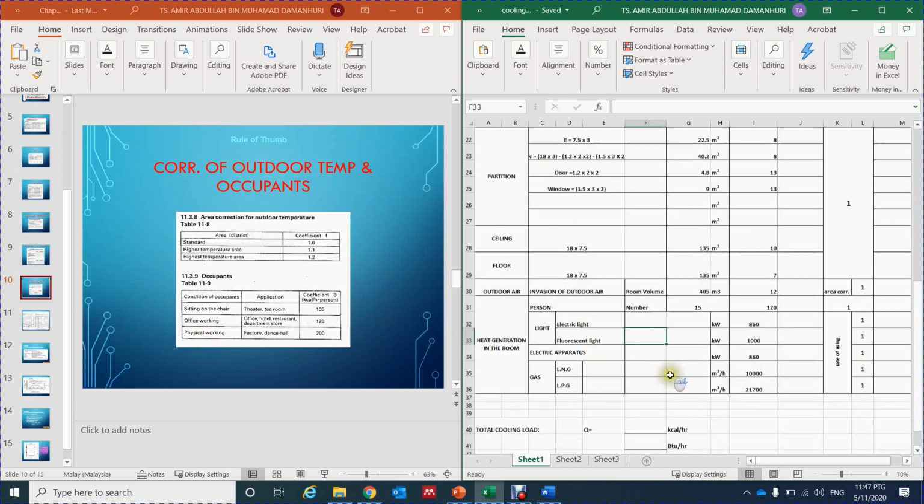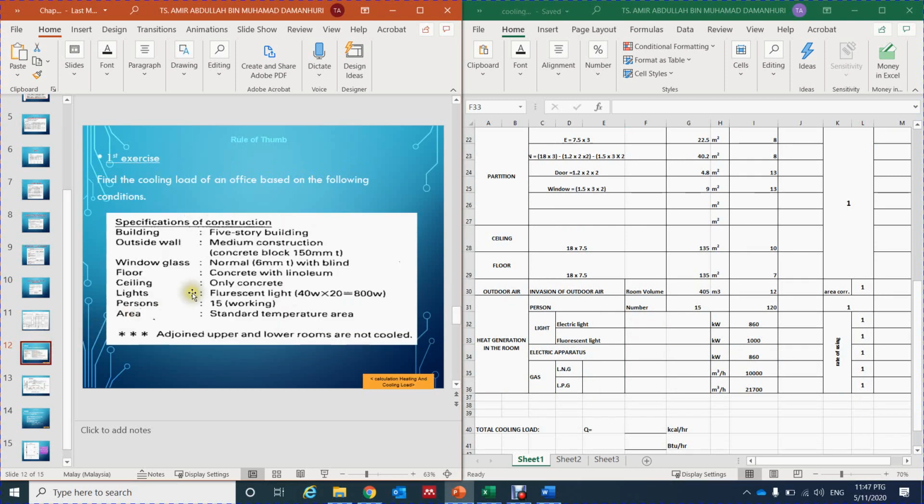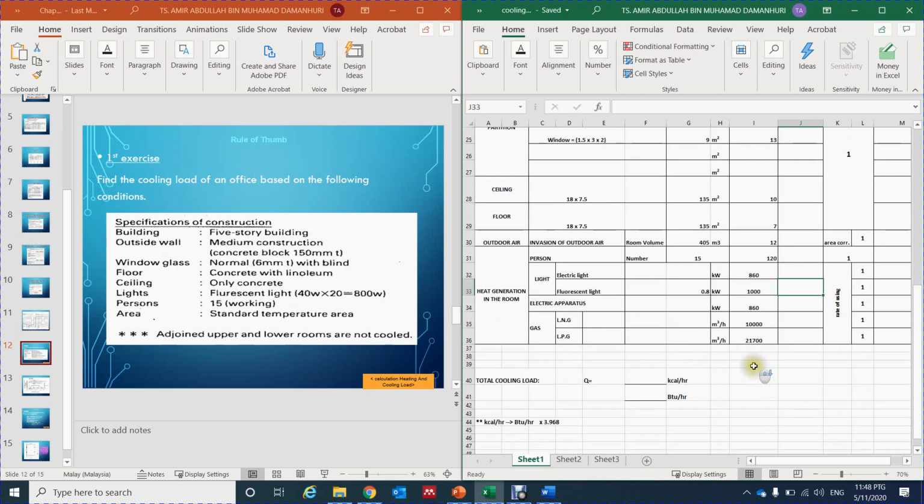So next one will be the electric light. The specification of the building says the light is fluorescent light, so we have to use the fluorescent light. 40 watts times 20, already stated, is 800 watt. So 800 watt is equal to 0.8 kilowatt, directly times 1000. The area or coefficient here is already constant. They are given by Ashri, so we just follow the calculation coefficient of B here.